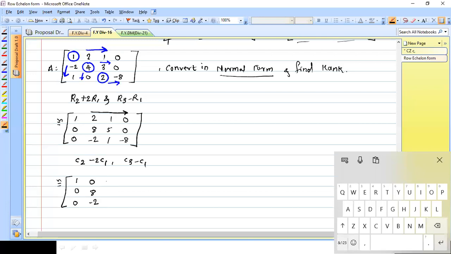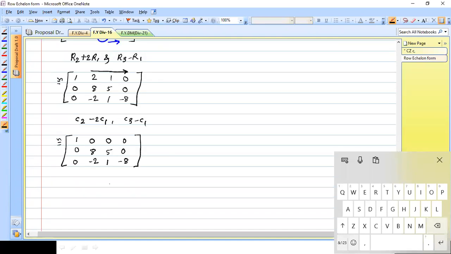Next, it becomes 0, it becomes 5, it becomes 1. Am I correct? Here 0, 0, -8. Are you guys understanding now what I'm trying to say? Yes, this never changes. Now what is next? We have to make 8 into 1. How do we make 8 a 1?